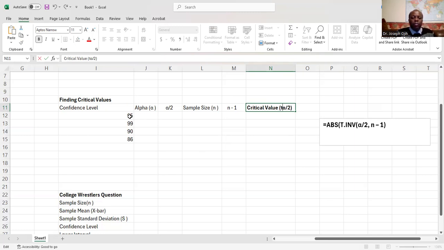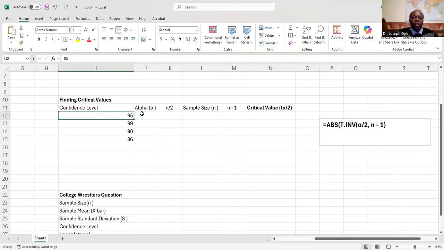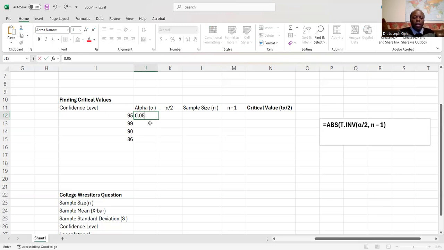I remember I explained in the classroom that if you're 95% confident, the chance of being wrong is 5%. So your alpha is 5%, which is the same as 0.05 when changed to decimal. If you are 99% confident, the chance of being wrong is 1%, which means your alpha is 1% or 0.01. When you are 90% confident, your chance of being wrong is 10%, so your alpha is 10% or 0.1. And for 86%, in this case, your alpha will be 100 minus 86, which is 14%. So your alpha will be 0.14.